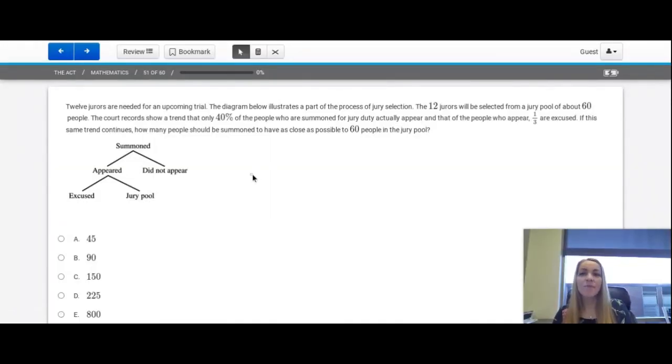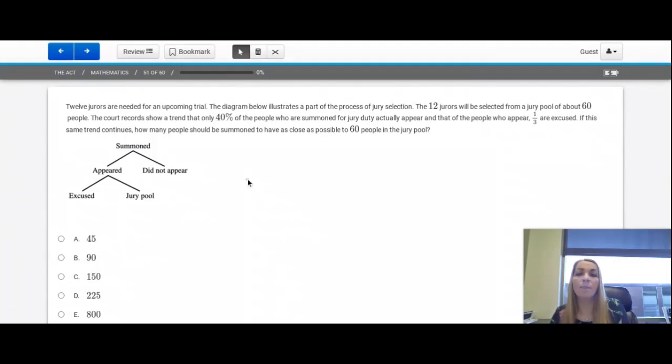Question number 51. 12 jurors are needed for an upcoming trial. The diagram below illustrates a part of the process of jury selection. The 12 jurors will be selected from a jury pool of about 60 people. The court records show a trend that only 40% of the people who are summoned for jury duty actually appear, and that of the people who appear, 1/3 are excused. If this same trend continues, how many people should be summoned to have as close as possible to 60 people in the jury pool?